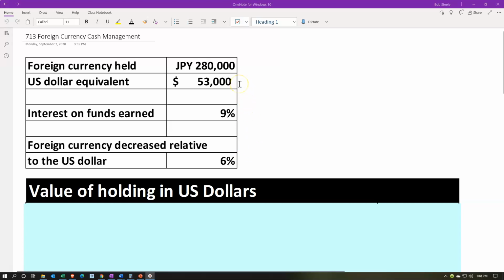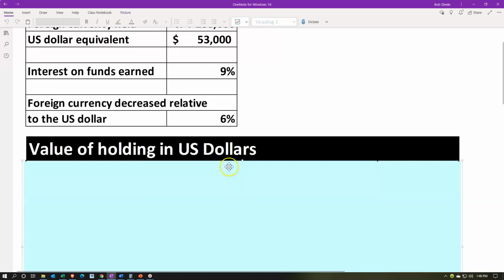So two things are happening here. We had our original investment that's going to be in an investment account. We're going to get a return on it. We're going to say interest. Interest, we received 9%. So we've got to record the 9%. And we know that the value of the yen has decreased relative to the value of the dollar by 6%. So a couple ways we can do this. Let's take a look at it.